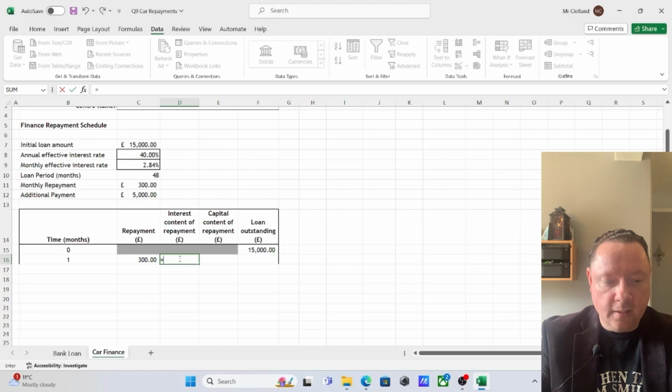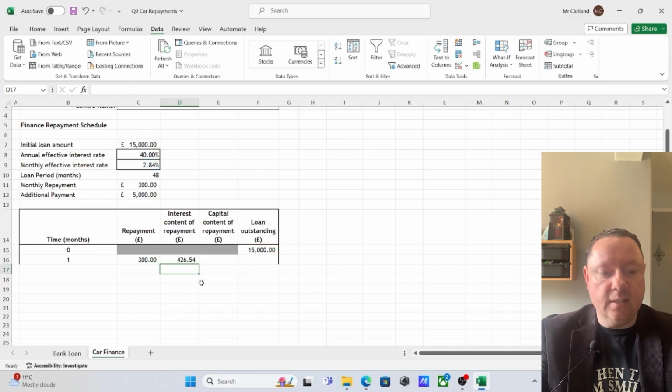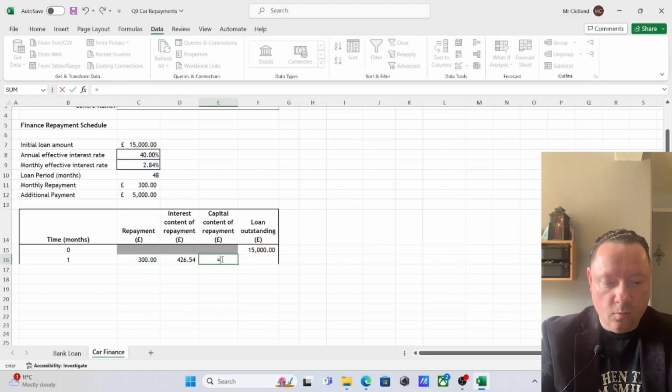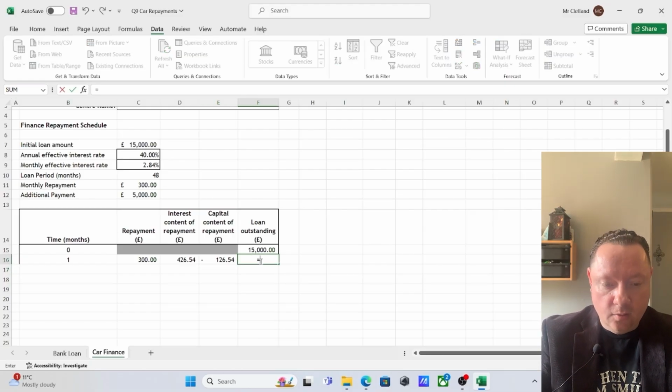Interest content of repayment, same as before, $C$9, because that's the monthly, times the loan outstanding. And we've not rounded, of course, so we go back in our formula, if you forget that, and go ROUND, 2. And we get this number, 426.54. So the capital equals the repayment minus the interest. And the loan outstanding equals the loan outstanding minus the capital.